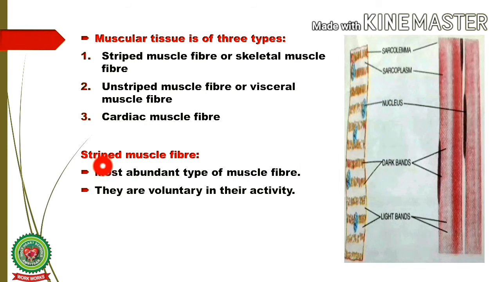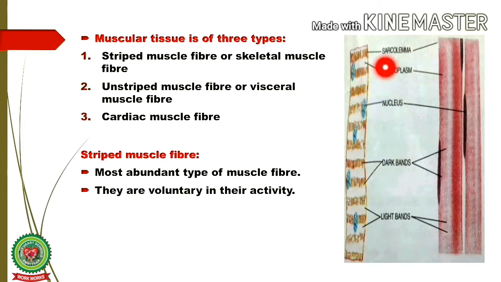Now students, what is striped muscle fiber? These are the most abundant type of muscle fibers found attached to all the bones, hence are called skeletal muscle fibers. They are voluntary in their activity, that is, they are under the control of our willpower. Example, movement of arms, legs, etc.